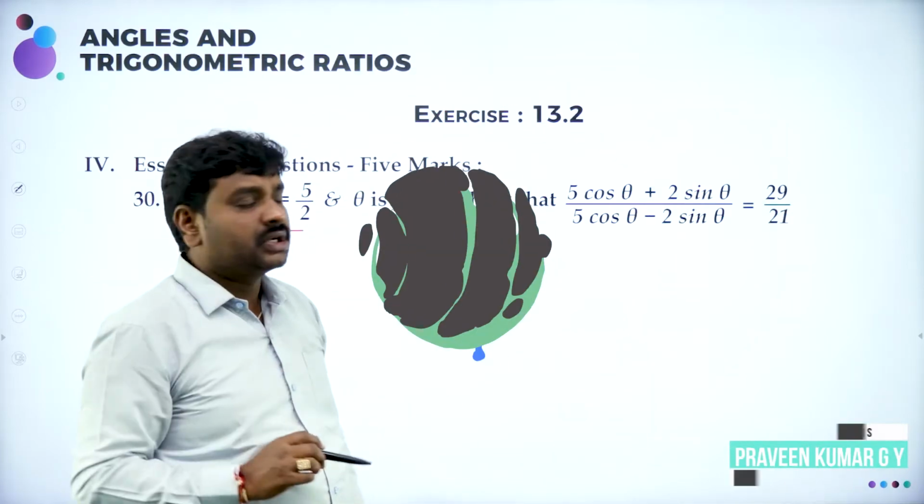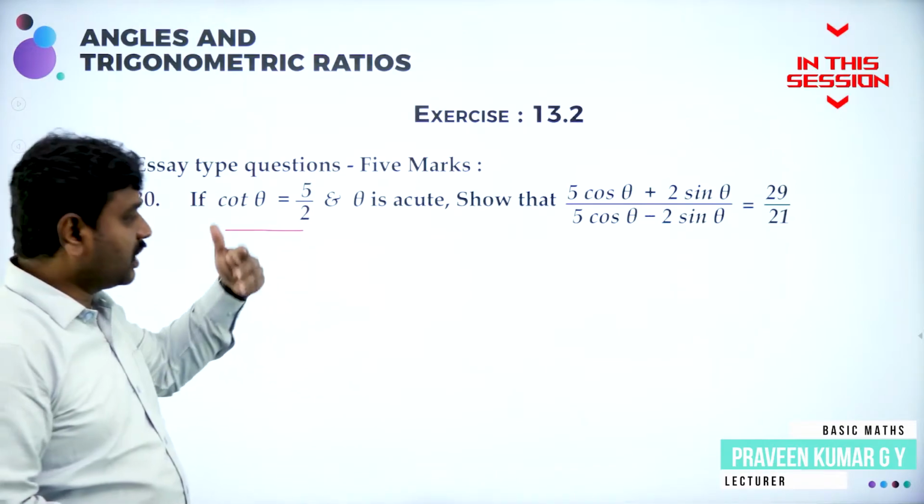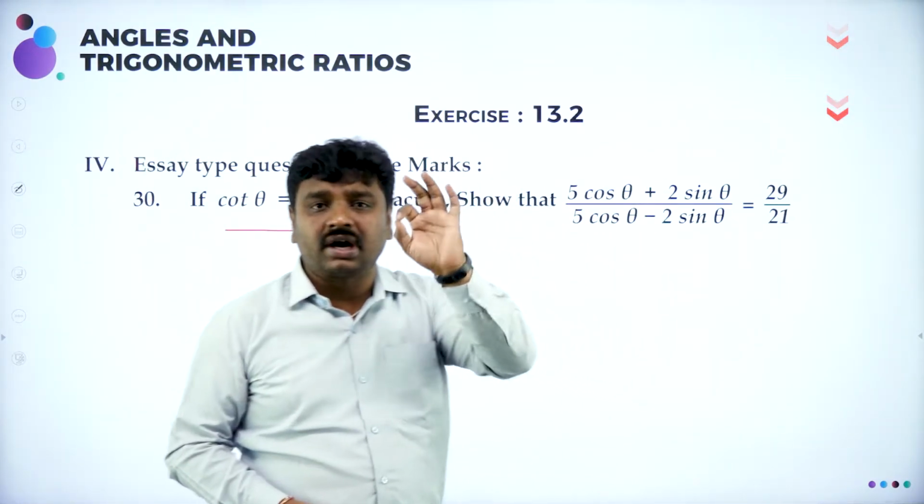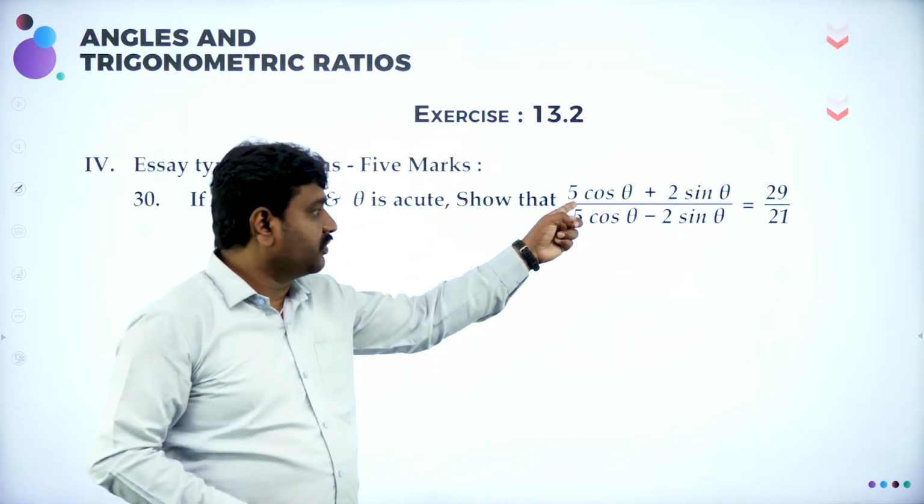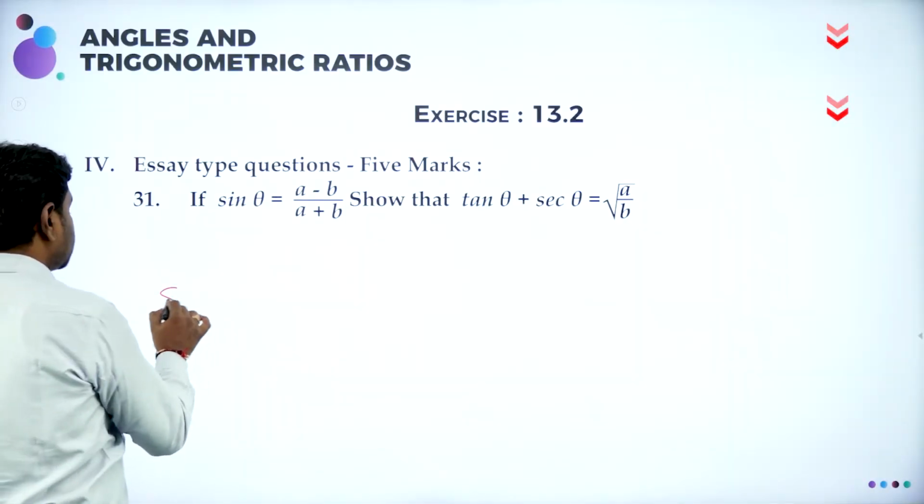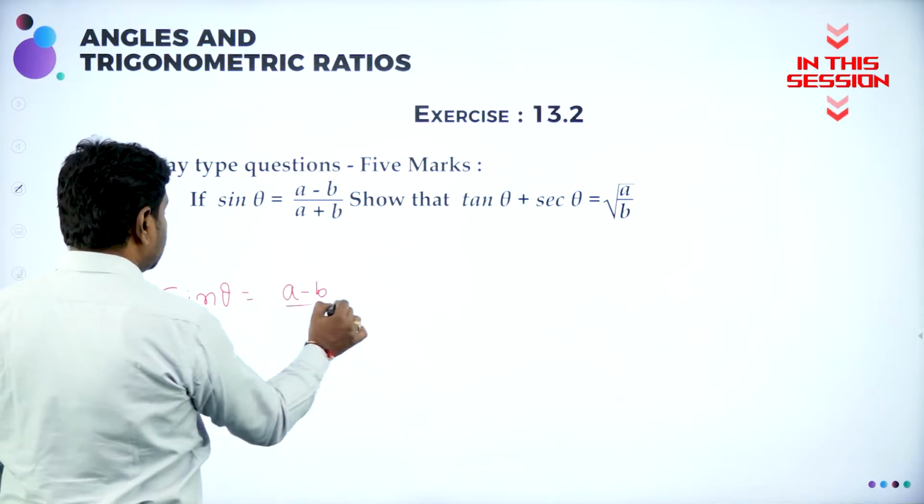See, dear students, here cot is given. So you can draw a triangle and find the remaining. Or in spite of that, better is you can make the numerator and denominator in terms of cot by dividing. Here we have cos. Cos by sin gives you what? Cot. The other trigonometric function, sin theta they give. What is sin theta? A minus b by a plus b.